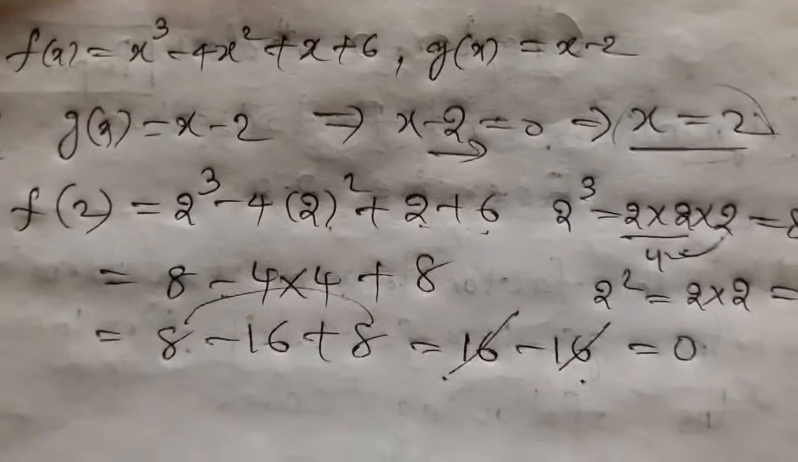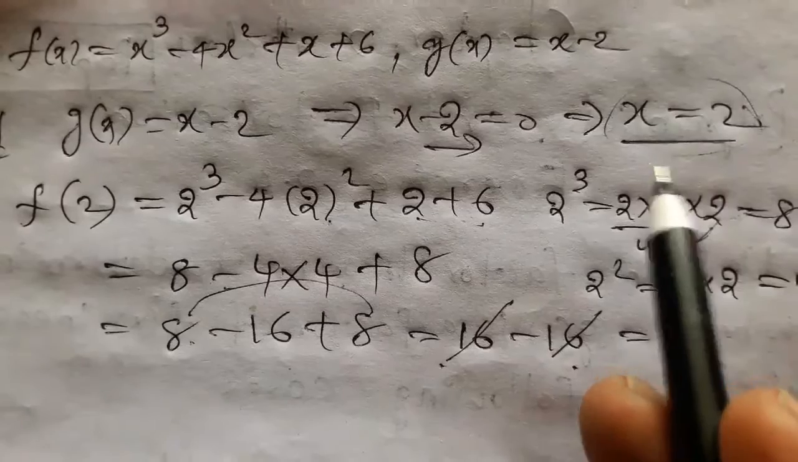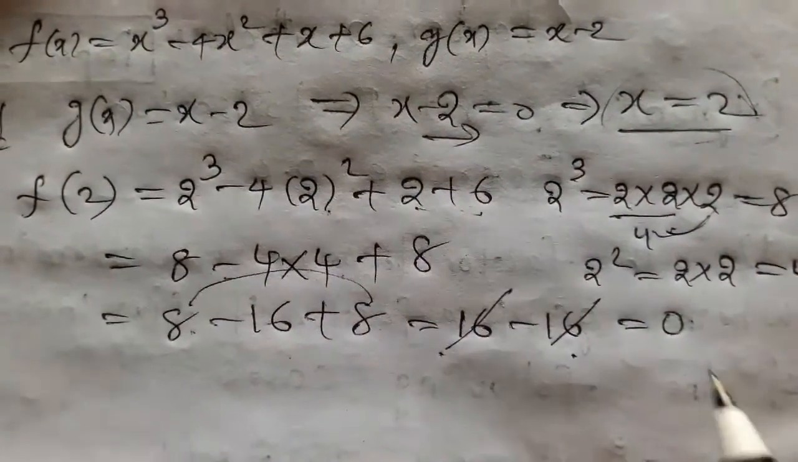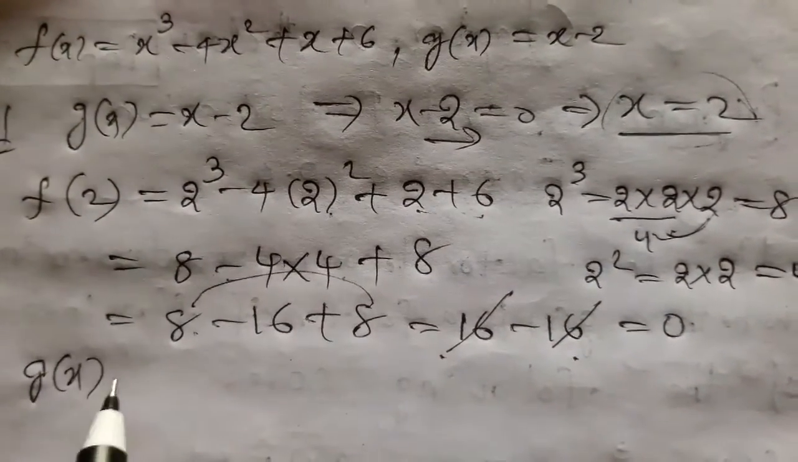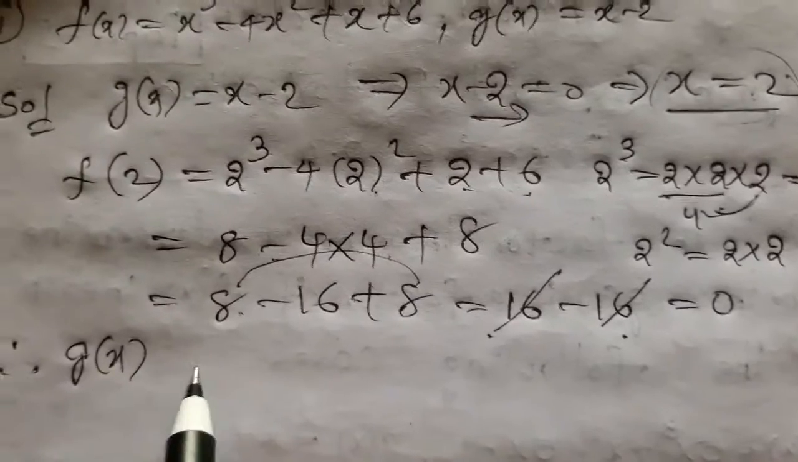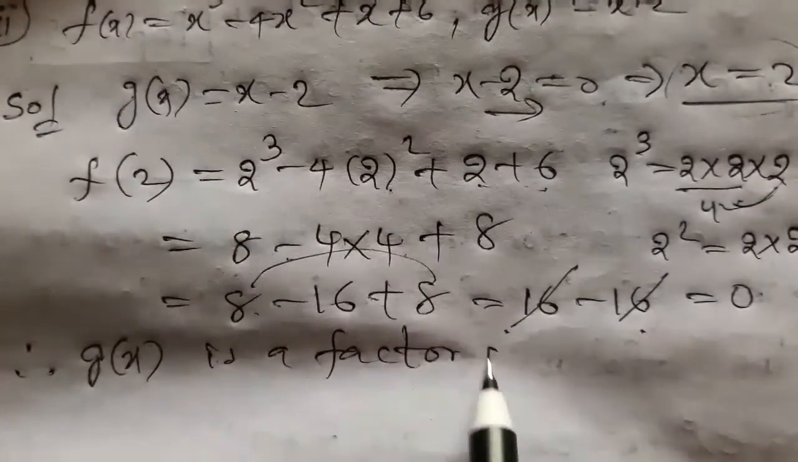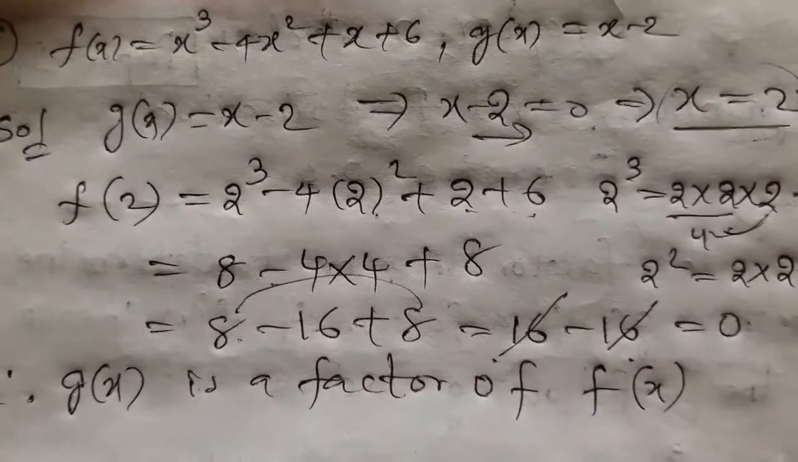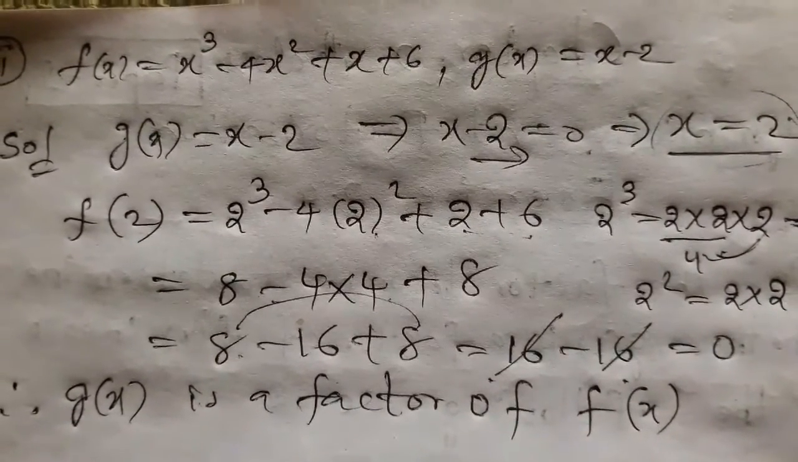As per the factor theorem, we are using g of x value in f of x. We got the result is 0. That means therefore g of x is a factor of f of x. Remember, don't forget. Now move to next question.